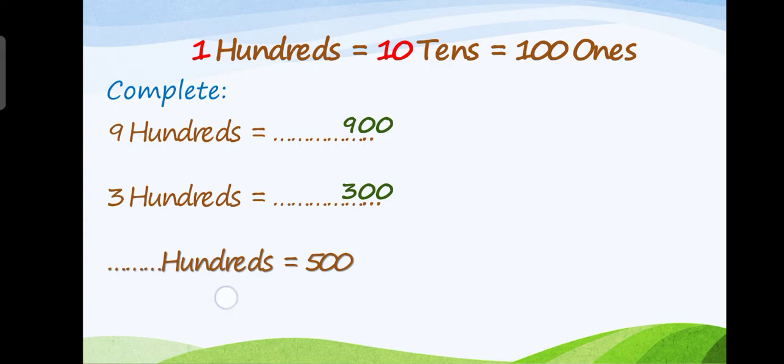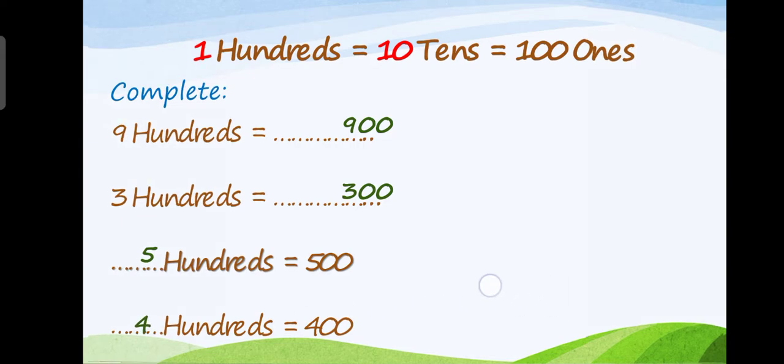Okay, now we have dot hundreds equals 500. Hundreds represent 2 zeros, so I can put 100 and 2 zeros. Which number is left that I didn't put? 5. So I will put 5. Dot hundreds equals 400. We said before, hundreds represent 2 zeros. Which number is left that I didn't put on the other side? 4. So I will put 4 hundreds.